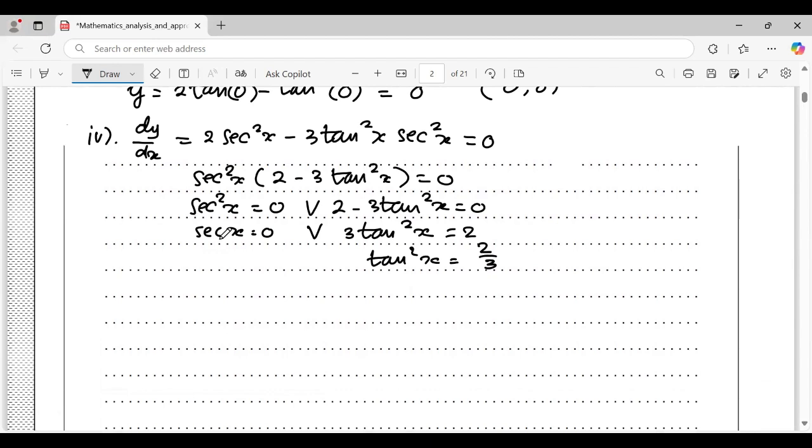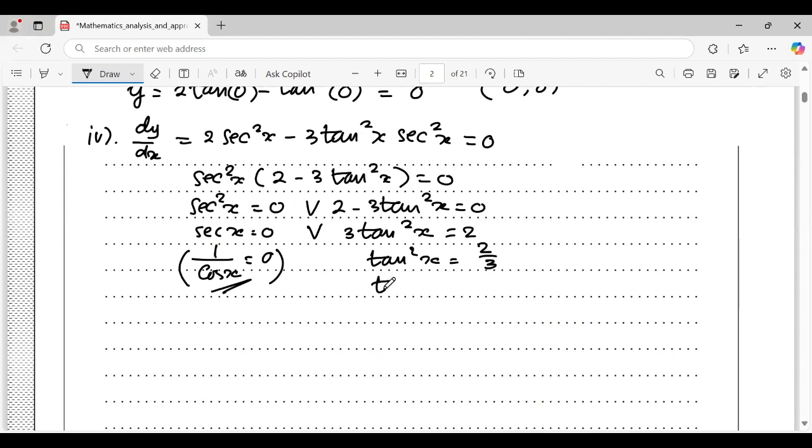For this one, secant x means 1 over cosine x equals 0. And there is no solution for this one. There's no solution, so no need to continue to find x on this part. Now you are going to find x here.